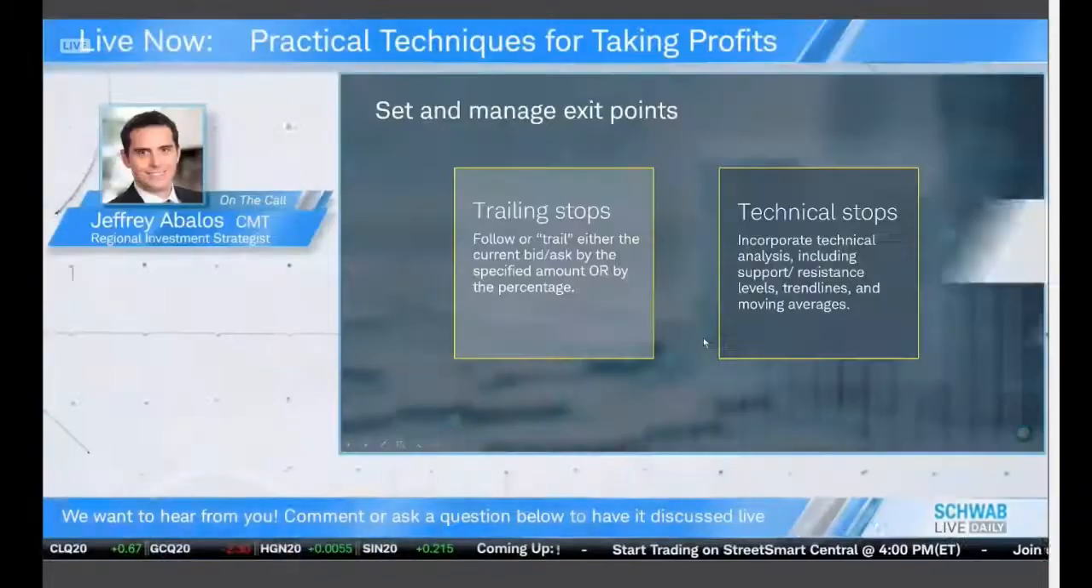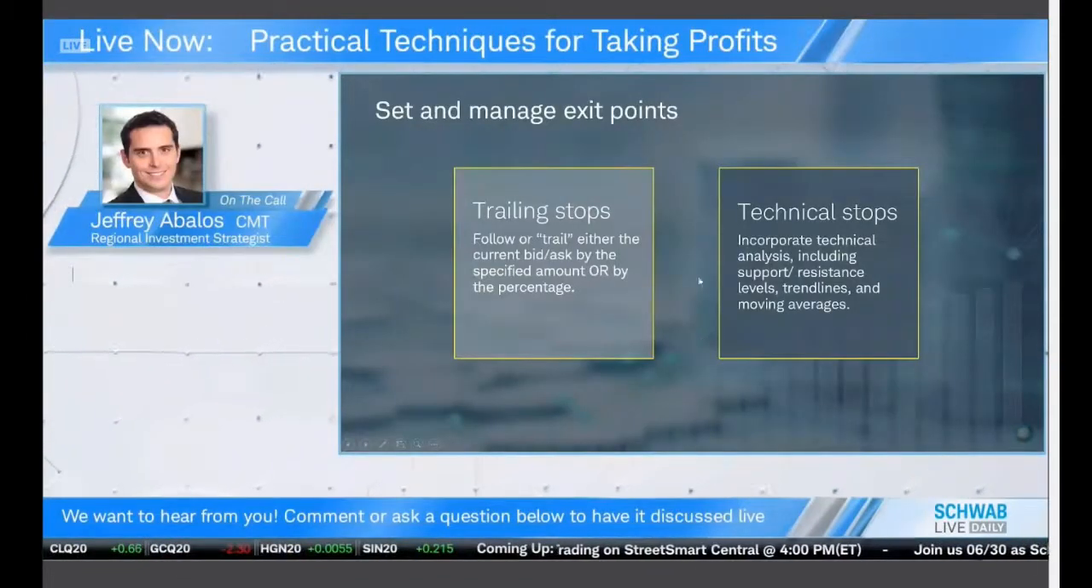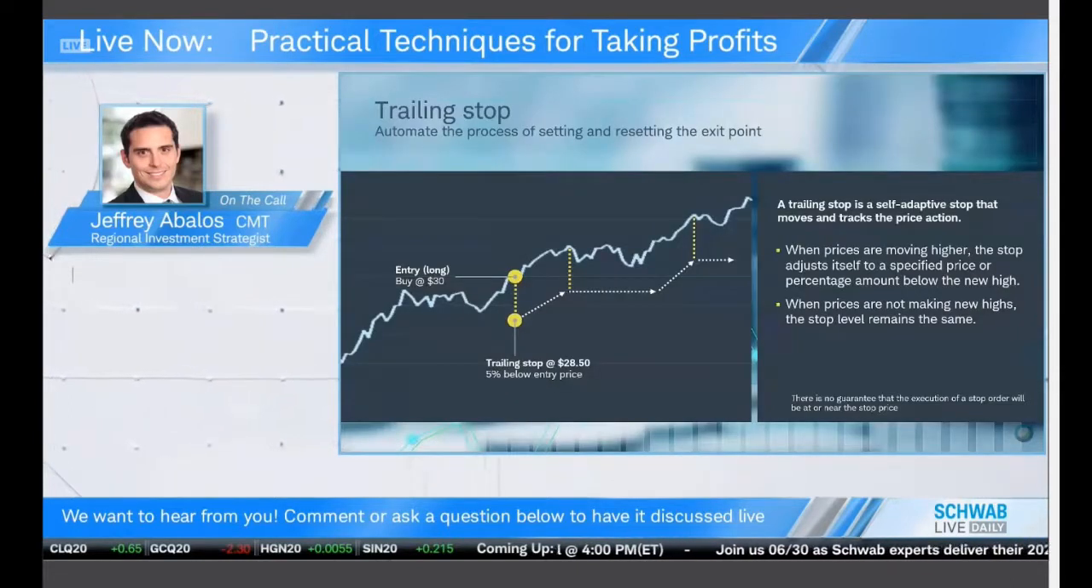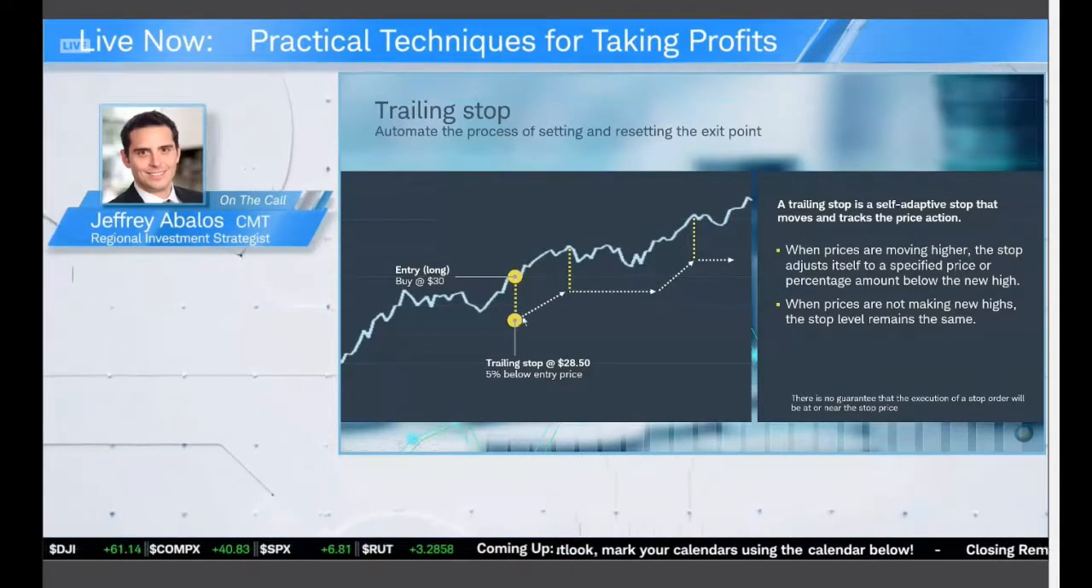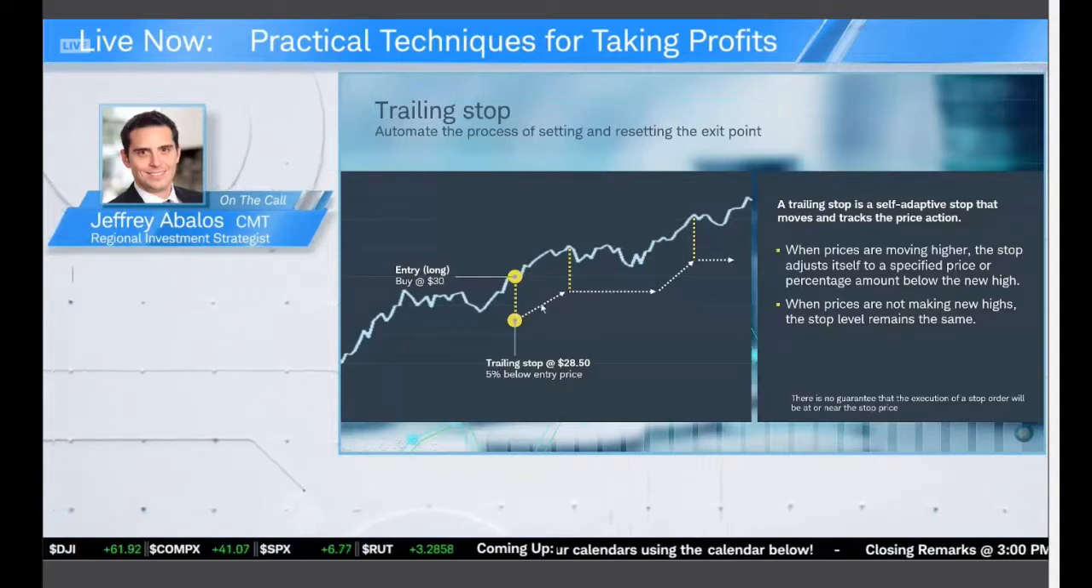Let me show you some things that can help out with that. First of all, you have trailing stops and you've got technical stops. Here's how a trailing stop works. It's like a stop on a leash. You enter it and you say, start 5% below my entry price. Our entry price here is $30. Starts coming up. Well, that trailing stop, now that this has gone up, that's coming up with it. Right?